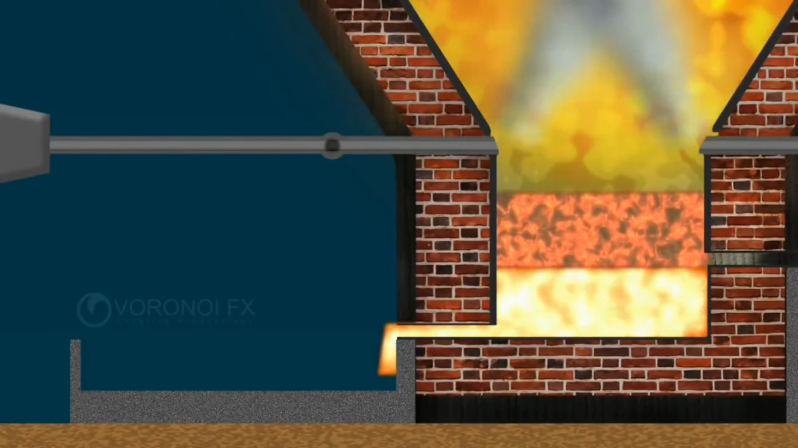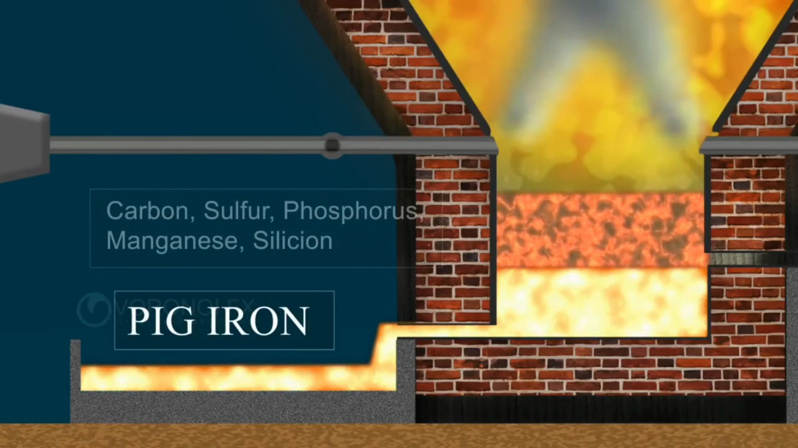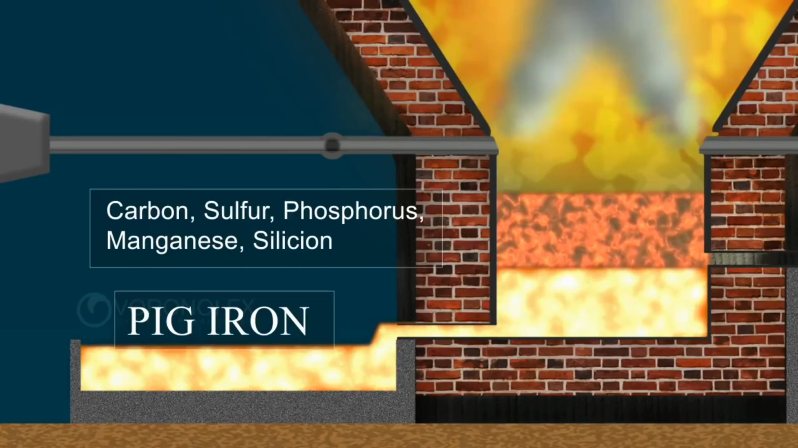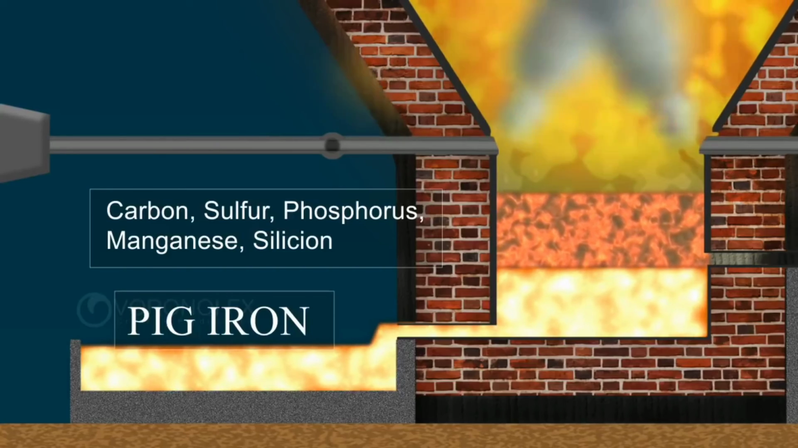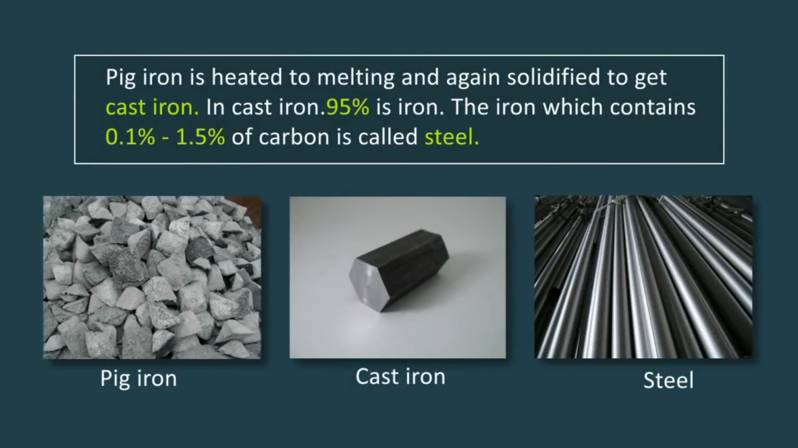The iron obtained directly from the blast furnace is called pig iron. It contains carbon, sulfur, phosphorus, manganese, silicon, etc. in very small quantities. Pig iron is heated to melting and again solidified to get cast iron. In cast iron, 95% is iron. The iron which contains 0.1% to 1.5% of carbon is called steel.